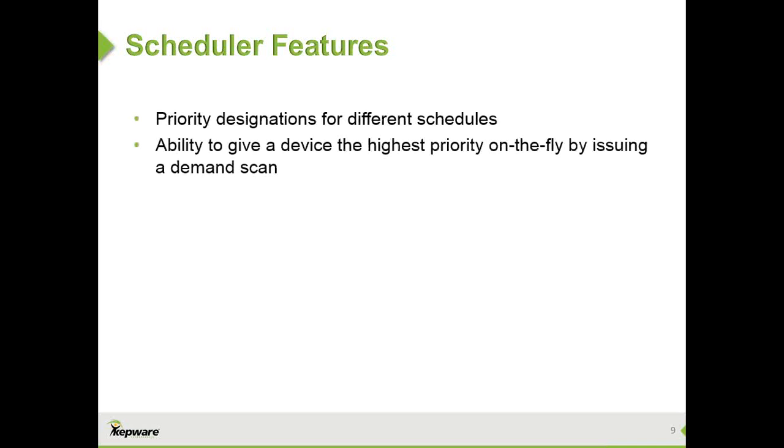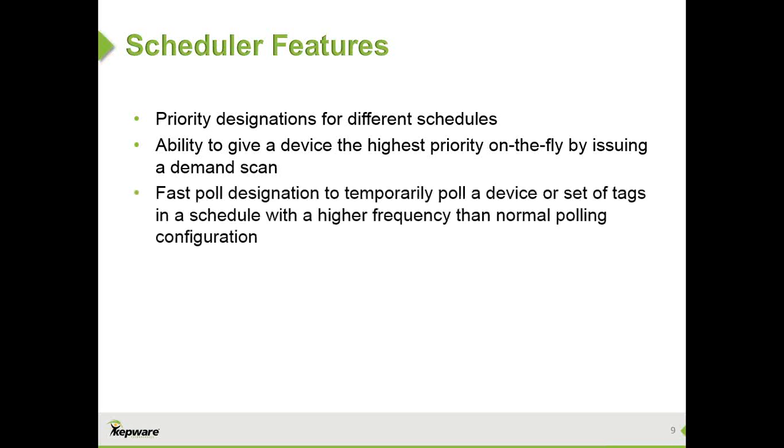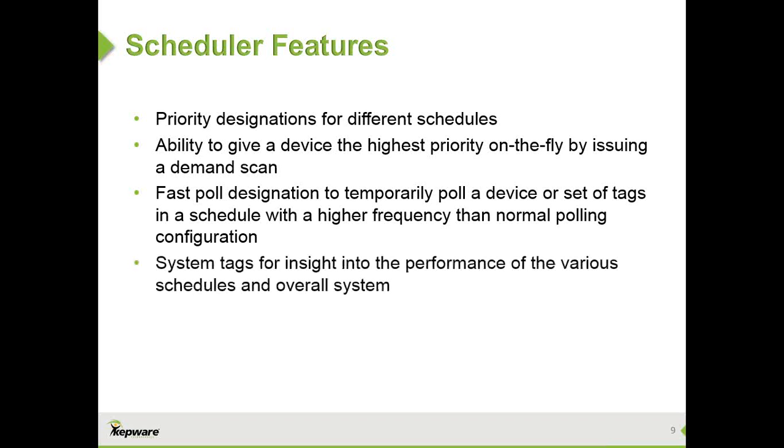So some of the scheduler features here are really feature-rich to meet the requirements of our users. We have those priority designations for different schedules. You do have the ability to give the device highest priority on the fly if you need to pop a device up to higher priority. We have something called fast poll or fast scan designation, which allows you to temporarily take a device and poll it faster if you need to do that for maintenance or something like that.